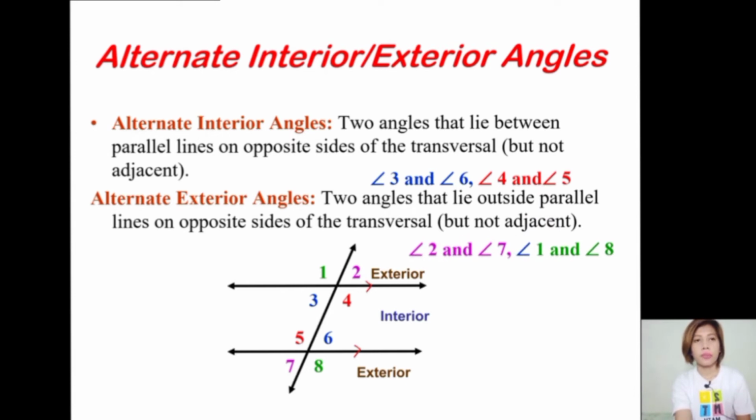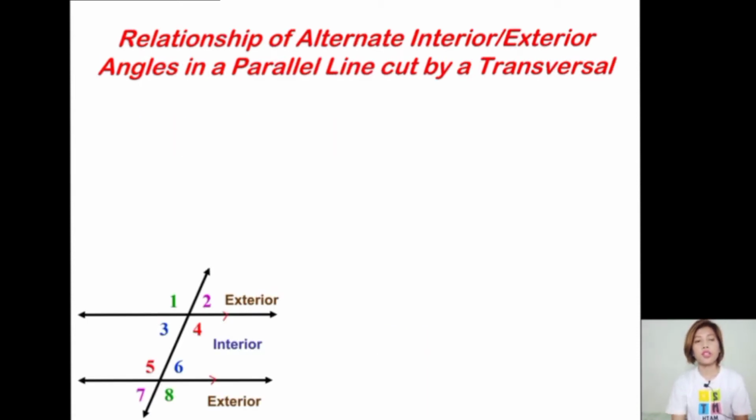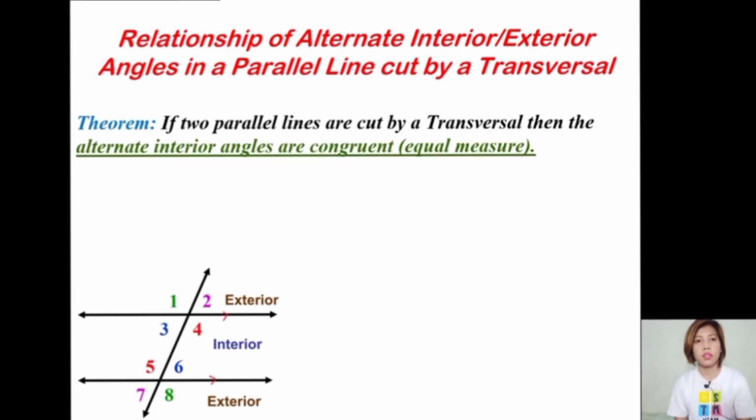So, yan po yung mga example po na alternate interior tsaka exterior angles. Next. So, meron pong relationship yung alternate interior at saka alternate exterior angles kung yung kinat po ng transversal ay parallel line. Kagaya po ng example diagram natin dito. So, theorem. If two parallel lines are cut by a transversal, then the alternate exterior angles are congruent or they have equal measure or equal measurements.